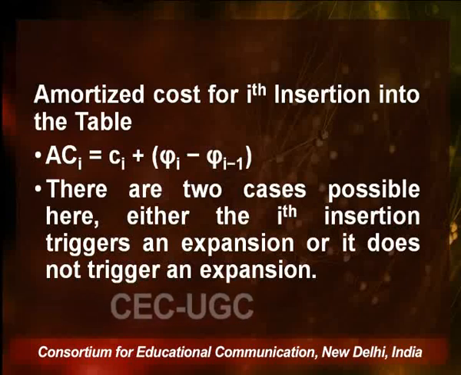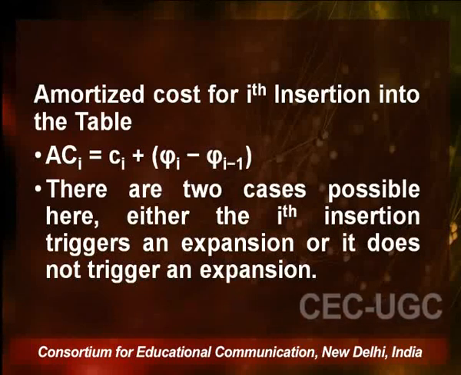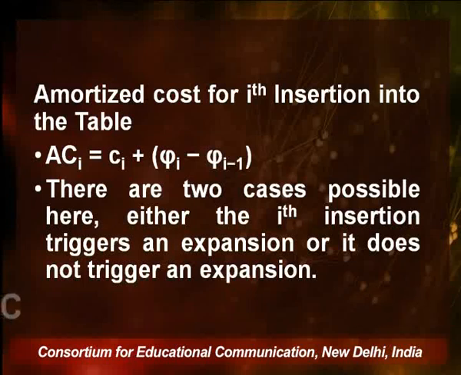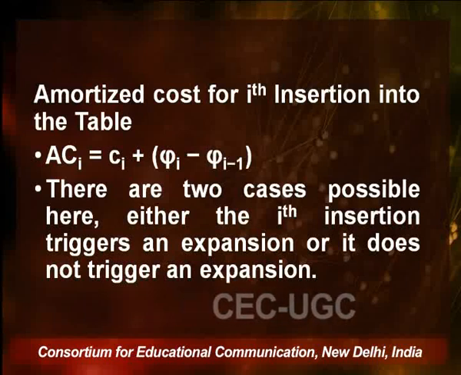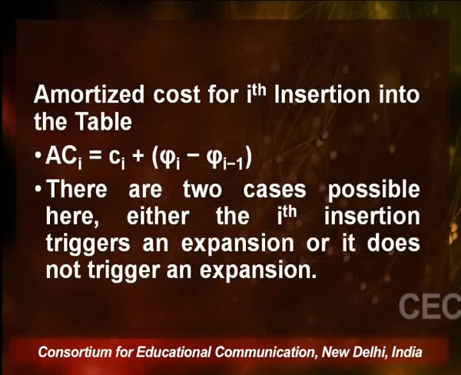So we can say the amortized cost for the ith insertion is equal to the actual cost for the ith insertion plus the potential difference, where the potential difference is the potential after the ith operation minus the potential before the ith operation. So amortized cost is equal to C of i plus phi i minus phi i minus 1. And now we are going to analyze both the cases. That means if the ith operation is going to trigger the expansion of the table, or it is not going to trigger an expansion, because num and size in both situations vary.